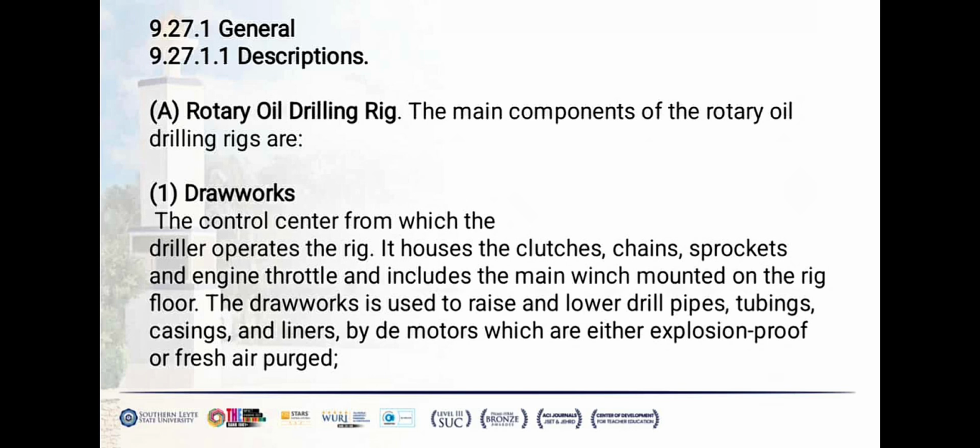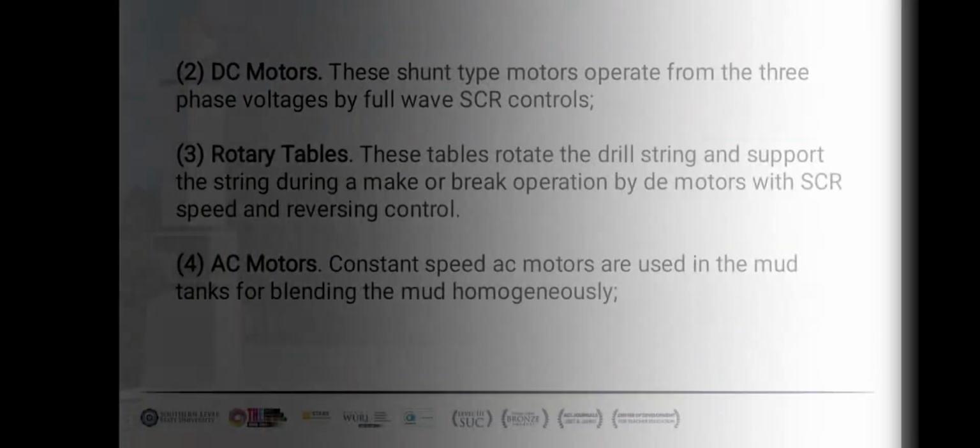The main components of rotary oil drilling rigs are: Number 1, drawworks, the control center from which the driller operates the rig. It houses the clutches, chains, sprockets, and engine throttle and includes the main winch mounted on the rig floor. The drawworks is used to raise and lower drill pipes, tubings, casings, and liners by the motor, which are either explosion-proof or fresh air purge.